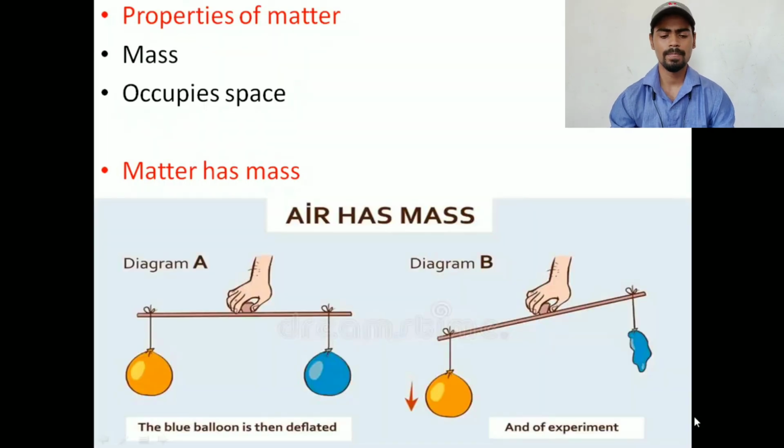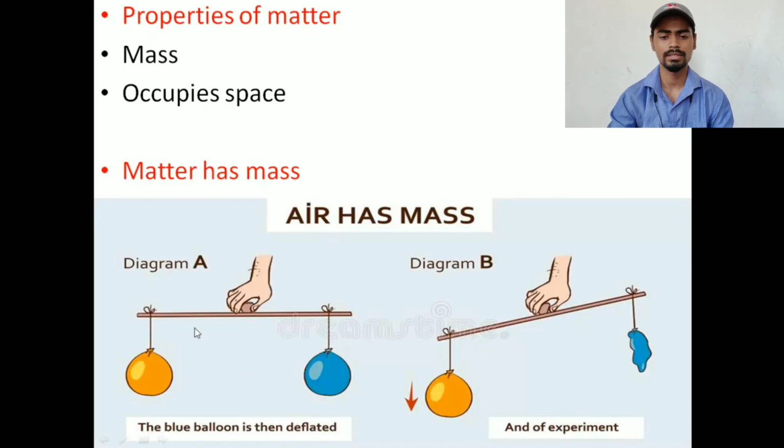In front of you, one experiment is shown. On the left hand side, two inflated balloons are suspended freely. You can see both the balloons are balanced. Now when we puncture the balloon on the right hand side, when the blue balloon is punctured, what happens? The air will slowly pass out from it, and as a result its mass will go on decreasing. And the yellow balloon is still inflated, so it will come down, it will have more mass.